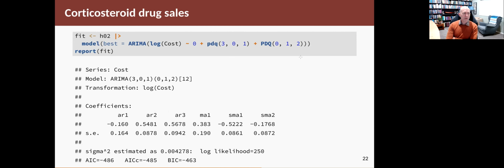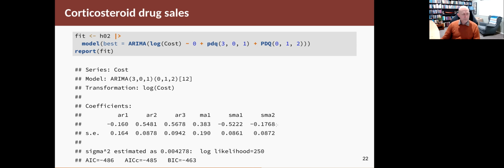So let's fit that model. I'm taking the log of the cost. I'm not fitting a constant, so I just say tilde 0 to say no constant. And a (3,0,1) and a (0,1,2) comes back with this model. And then I can have a look at the residuals. There's the ACF plot. Nothing too concerning there. There's a couple of largish spikes, but nothing very far outside the limits.